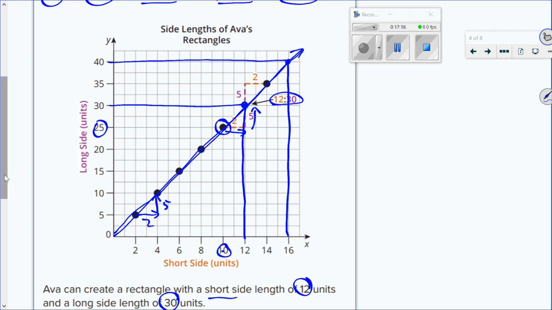How many of you think it does make sense that every point on this line can be used to draw one of the rectangles? Yes, I see about 4 hands. How many of you do not think it makes sense that every point on this line can be used for a rectangle?